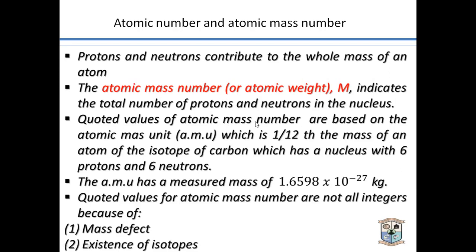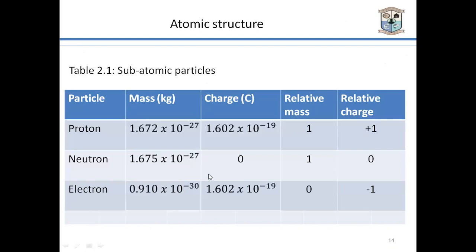So please keep this in mind: the quoted values of atomic mass number are based on the atomic mass unit, which is 1/12 the mass of an atom of the isotope of carbon which has 6 protons and 6 neutrons. Okay, so we have a table here of subatomic particles. We have the proton mass in kg, the neutron mass in kg, as well as the electron here. Then you have your charges here. The neutron is neutrally charged, relative mass 1, and relative charge 0.